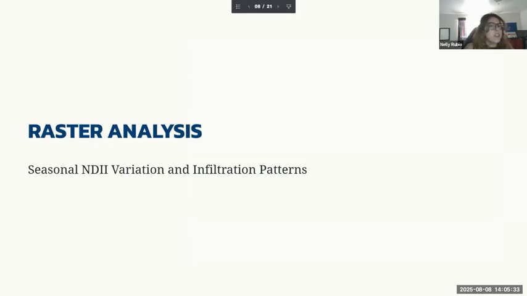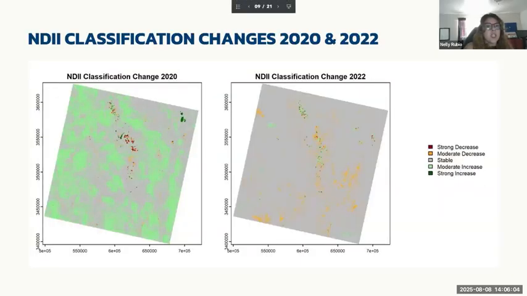Raster analysis. Precipitation data from the last decade was pulled from the rain gauges from the Walnut Gulch. We were able to identify 2020 as the driest year at 8.71 centimeters of rain and 2022 as the wettest at 37.9 centimeters. Using Landsat images from pre and post monsoon seasons for each year in an NDII analysis, we identified areas exhibiting chronically low infiltration during variable precipitation.